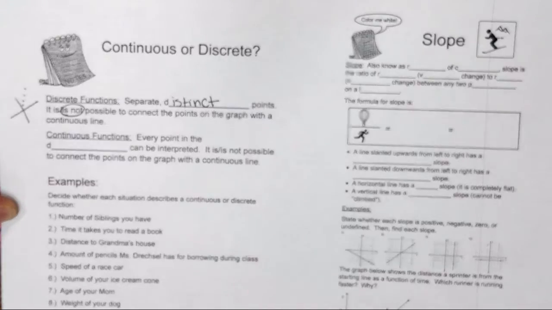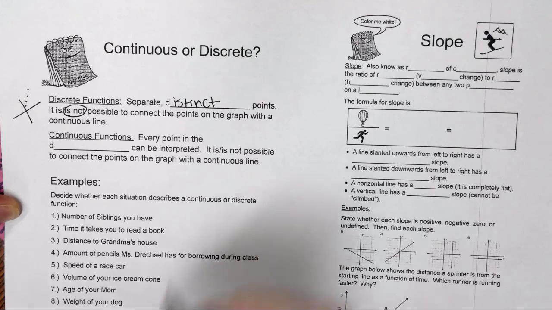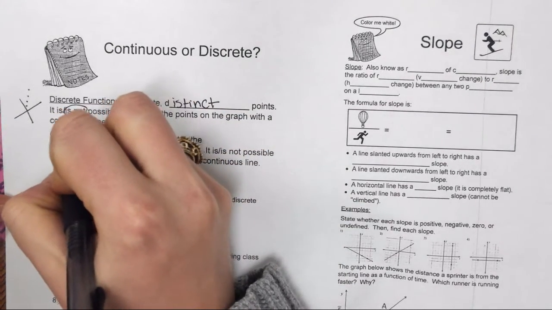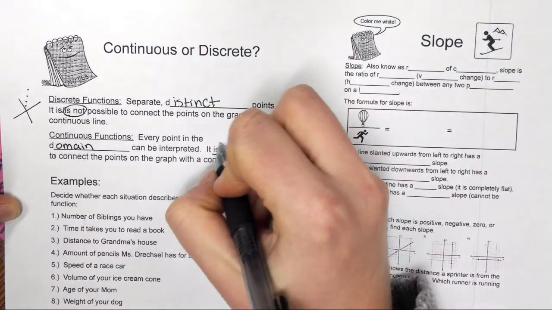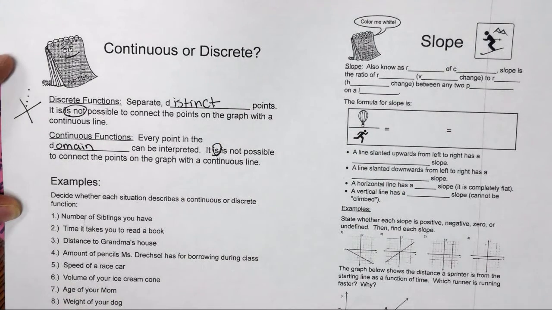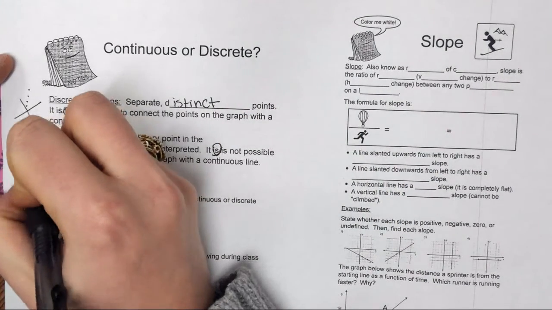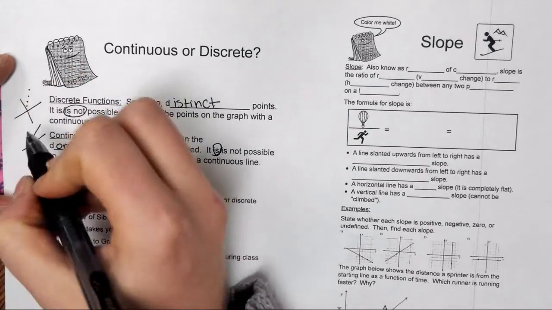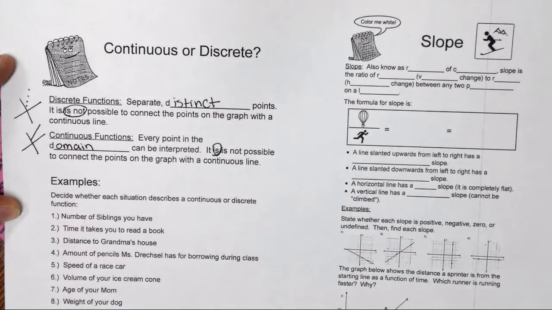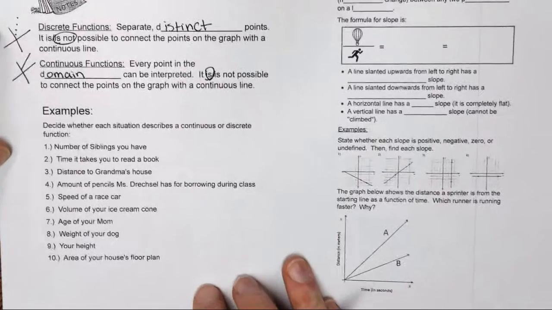A continuous function is where every point in the domain can be interpreted. And it is possible for a continuous function to connect the points on the graph with a continuous line. So something like this would be a continuous function. They're connected together. All right, so some examples.